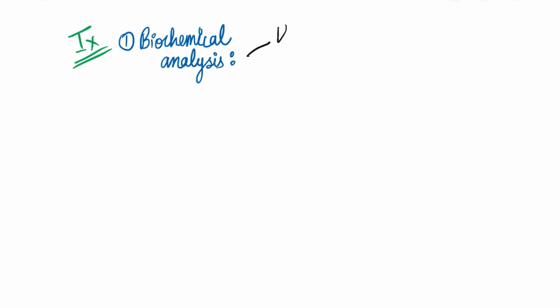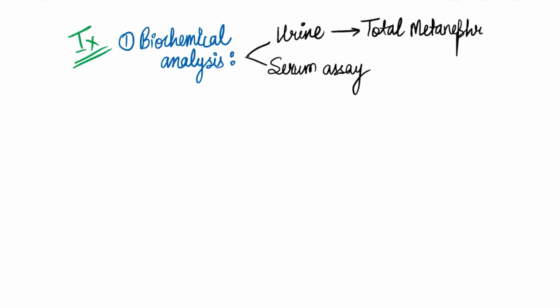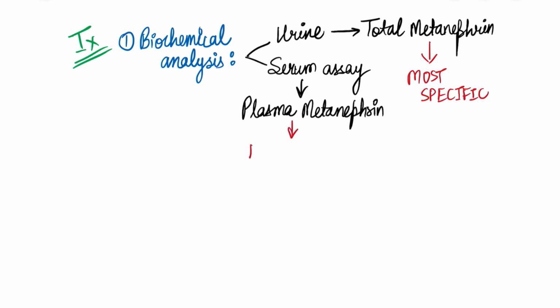Now, let's do investigations to confirm our diagnosis. The first investigation that we perform are biochemical analysis, which can be performed in urine and serum. In urine, we are going to perform total metanephrin, which is the most specific kind of investigation, and in serum, we perform plasma metanephrin, which is the most sensitive type of investigation.